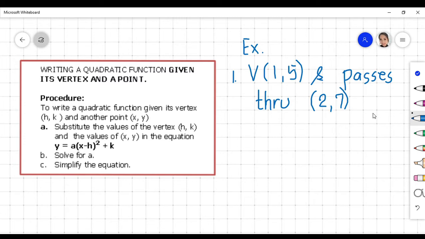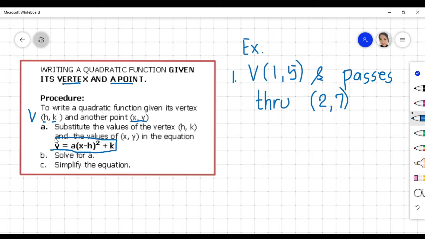So, una, what if binigyan ka ng vertex at saka point? Itong point na to, it's a point of your parabola or your quadratic function. Tapos, we will write the quadratic equation of our quadratic function. So, yung vertex, we know that it's denoted by H and K. And this point here, that one point that we have, siya yung X and Y natin. So, anong gagawin natin dyan?